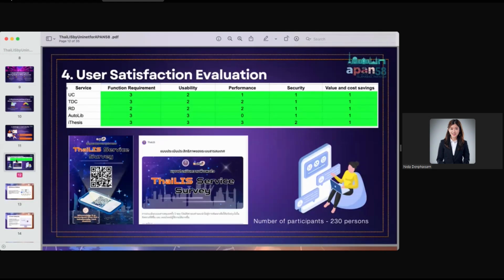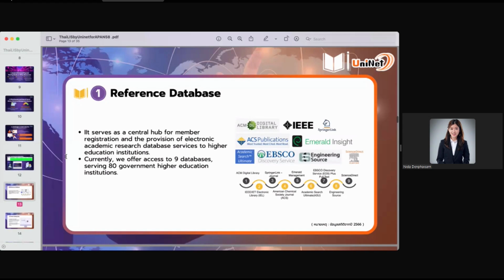Okay, before we present the data of the satisfaction survey of these 5 services, here's the introduction of these 5 services. First one is the reference database, which provides academic research database service to higher education. Right now we offer them access to 9 databases.